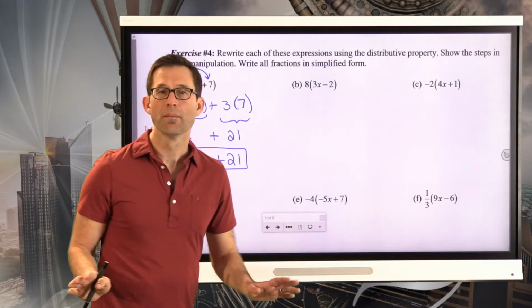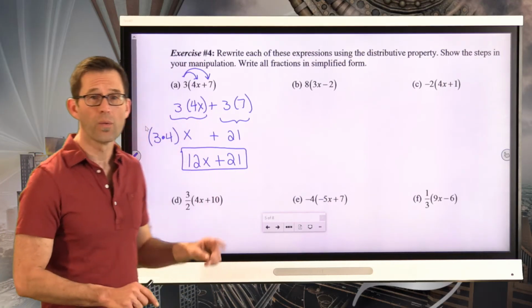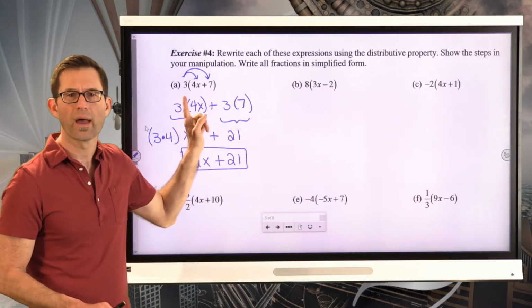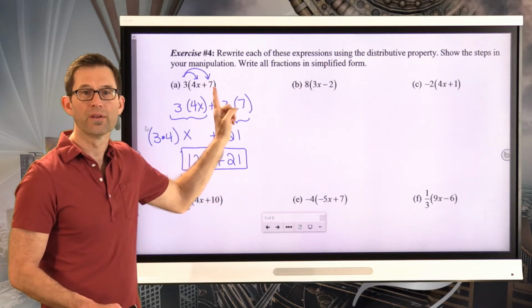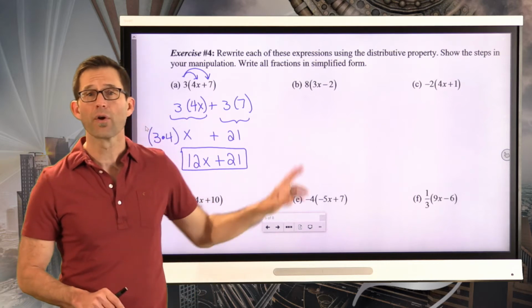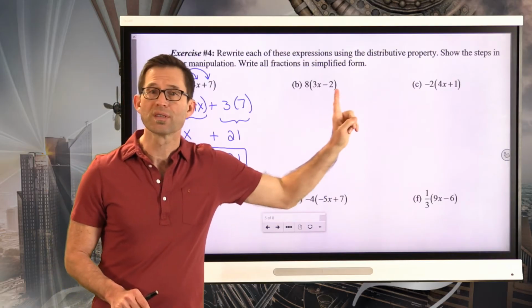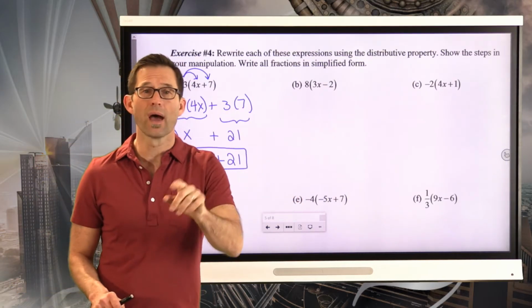All right, simple enough. Now, many of you hopefully will get to a point where you don't write down this step or even this step. You just go, okay, I got 3 times 4x, that's 12x, plus 3 times 7, 21. What I'd like you to do is pause the video for a moment and do letter B, which is very similar to letter A. The only difference is that we've got a subtraction here instead of an addition. Pause the video now and take a moment.